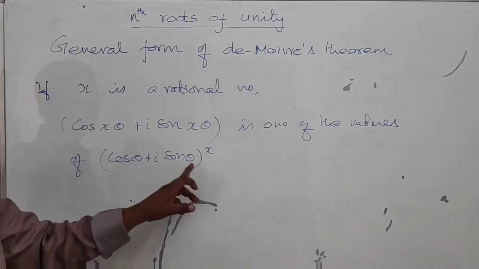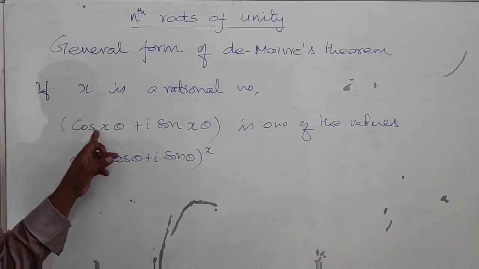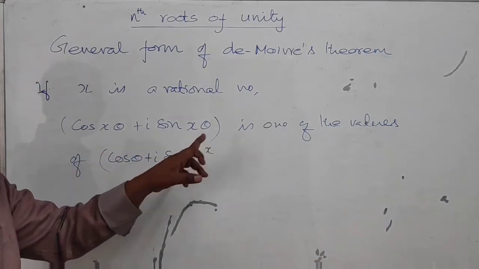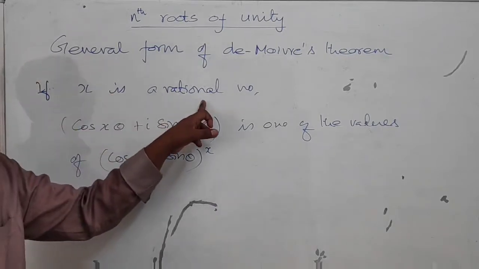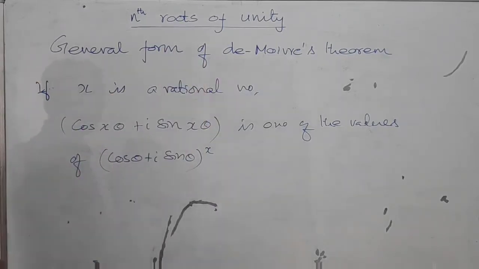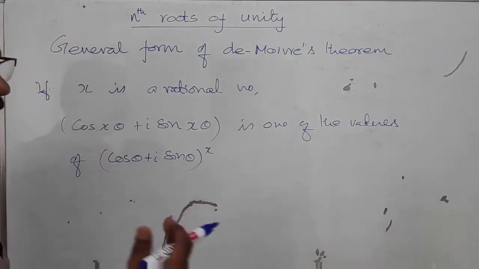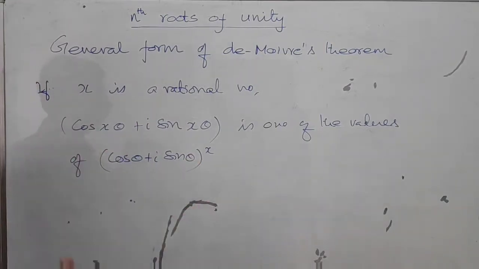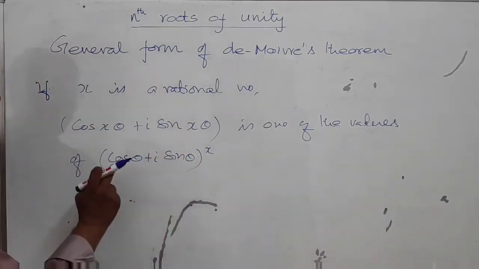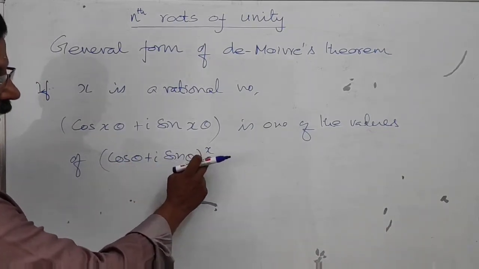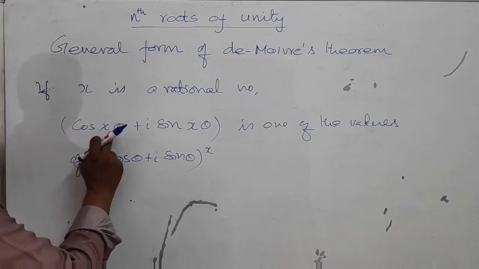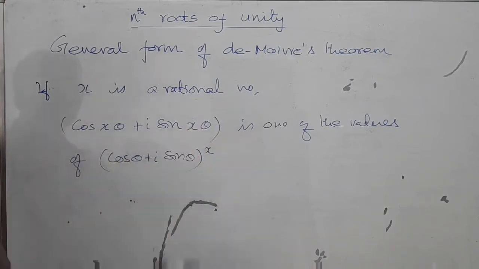Then we can write (cos theta plus i sin theta) whole power n is equal to cos n theta plus i sin n theta. Instead of n we are taking x because we are going to assume x as a rational number, any rational number. Now if x is rational, it means a ratio of two numbers, 2 by 3 or 4 by 7, whatever we get. Now (cos theta plus i sin theta) whole power a rational number, we can say, is cos x theta plus i sin x theta.